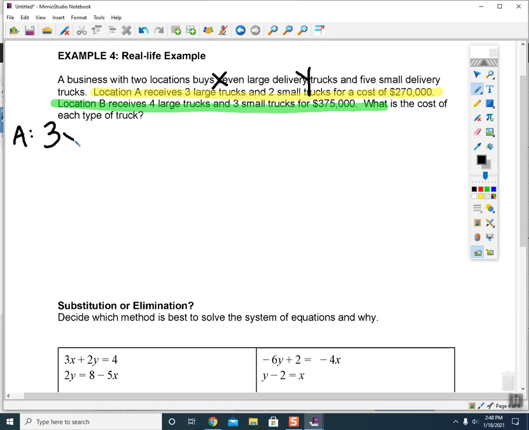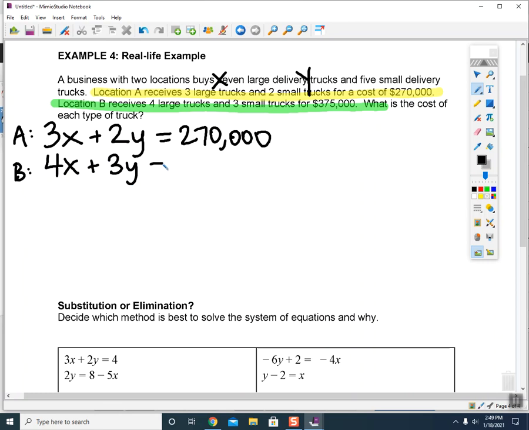So if I do that, then I'm dealing with location A over here. I would have 3X, I have 3 large trucks times however much each of them are, plus 2 times Y, 2 small trucks times however much money a small truck is, should equal $270,000. That's my total cost. Do the same thing with location B. I would have 4X plus 3Y equals $375,000.